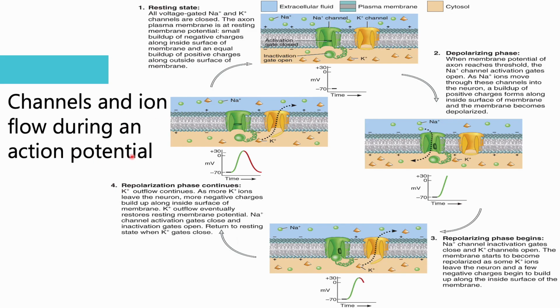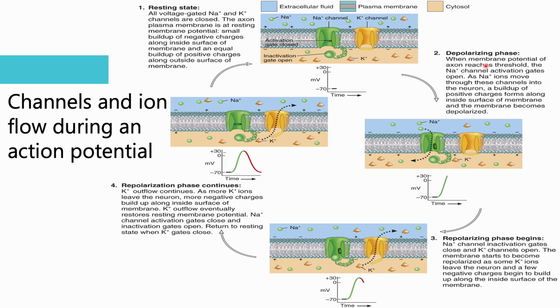This is showing you what's happening with these channel ions during an action potential. Be sure you study this. So in the resting phase, what we have is the sodium and potassium channels being closed. This causes a buildup of an equal amount of negative charges inside the plasma membrane, and an equal number of positive ions build up on the outside of the plasma membrane.